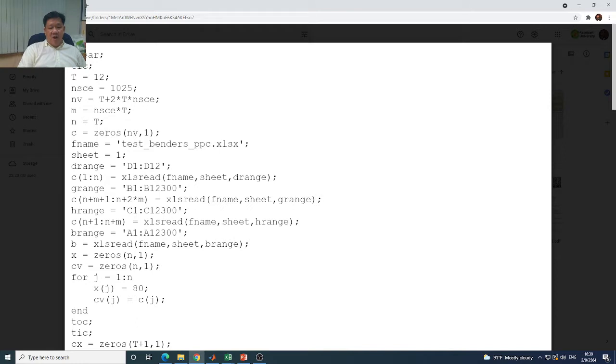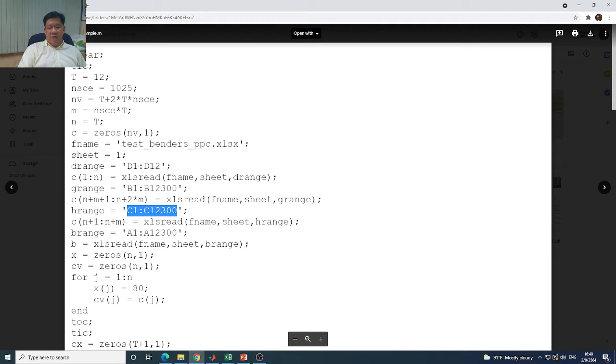And then for column B, 12,300, you know this because it is the value of 12 times 20 from 1025, resulting in this. This is the range of G. So the range of G we keep in C from N plus 1 to N plus M.